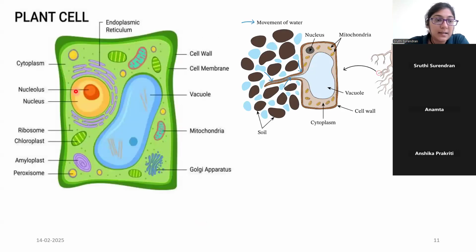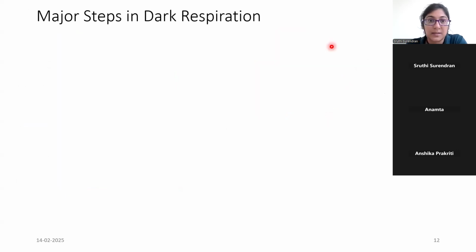So here in a plant cell, this is say the palisade mesophyll cell, and within this you can see the chloroplast where the photosynthesis is happening, and inside here there is another organelle called the mitochondria where the dark respiration is taking place. Here you can also see the root structure. The root is also having cells, and within the cells, although it is not having the chloroplast, it is having mitochondria where the dark respiration is taking place.